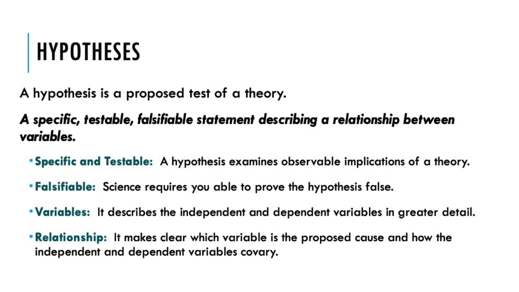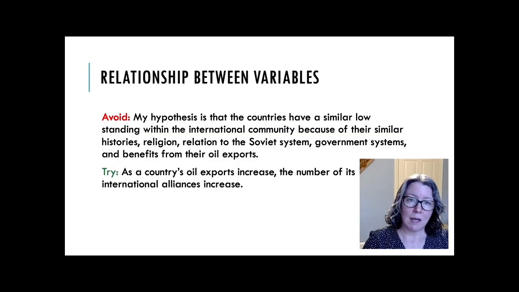Let's start at the end because this is the most common mistake students make in writing hypotheses. A hypothesis needs to describe a relationship between variables. This means that the sentence you write needs to describe two variables, a proposed cause and effect, as well as how you think they relate to each other. So, for example, the first hypothesis here isn't going to work because there are just too many things going on. It's unclear which relationship the student wants to actually test and what that actual relationship is.